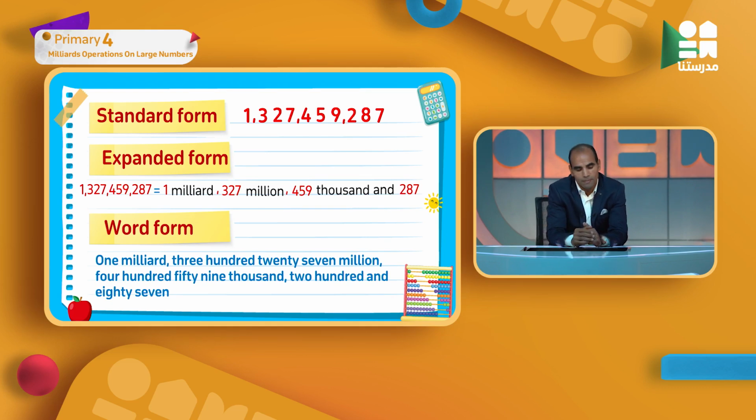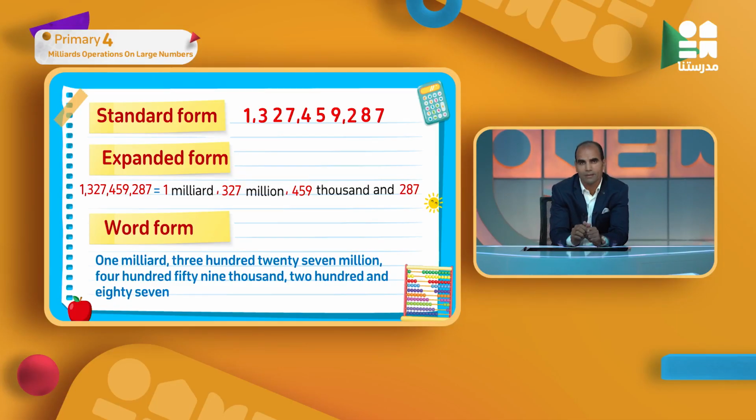327 مليون. طيب بس في حاجة هنا. بعد المليار عملنا كوما، شايفينها؟ الكوما، جميل. بعد كده قلنا 327 مليون، وبعد المليون حطينا كوما. طب ليه الكوما دي بنحطها هنا؟ تمام، علشان نسهل القراءة، to facilitate reading the number.